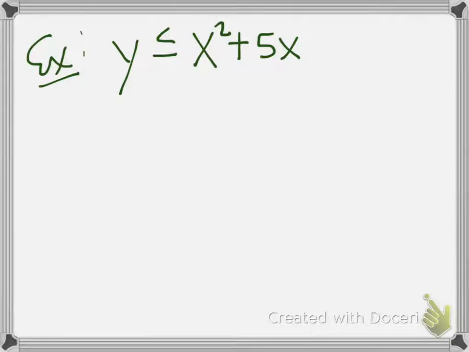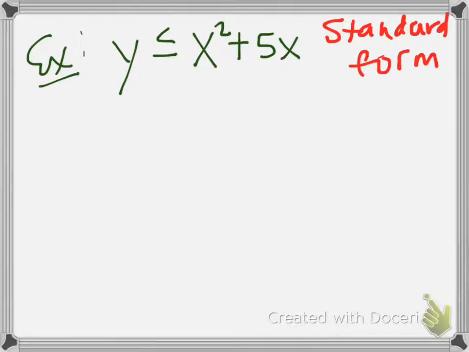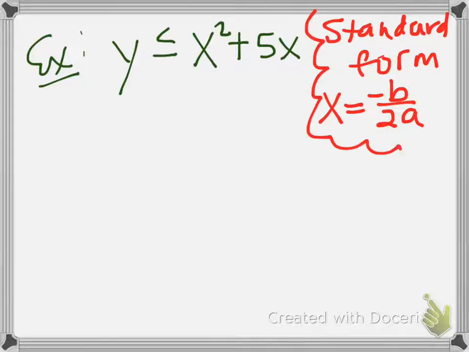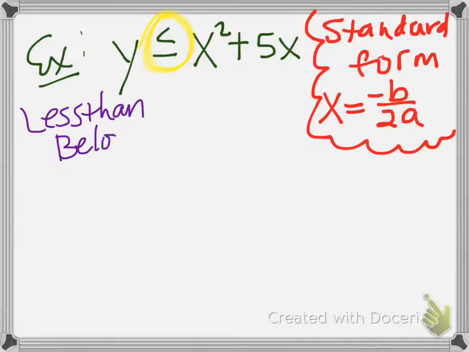If we have an example like this that is in standard form, remember that to graph it, we're going to have to know x by finding negative b over 2a. Okay, so just kind of keep that in your mind that we're going to do that in just a minute. Now this symbol right here is less than or equal to. So less than is going to tell me to shade below, and the or equal to sign that's right there tells me to make this line solid.